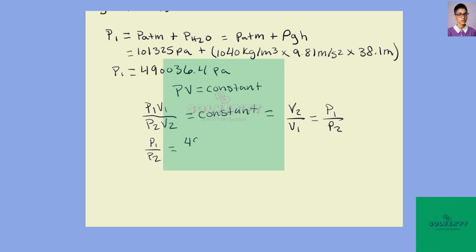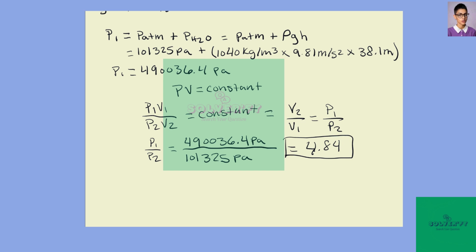So 490036.4 pascals divided by P2, which is 101,325 pascals. So the factor is 4.84, and this is the factor at which the lungs will expand from that depth.